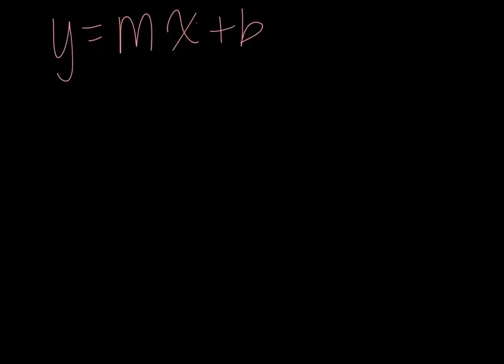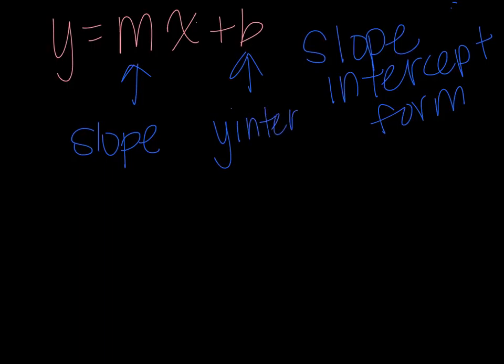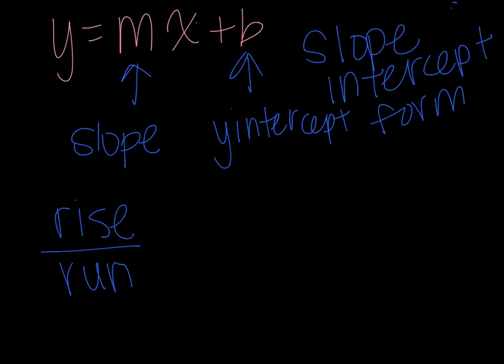Now we're going to practice graphing equations. This equation right here is called slope-intercept form. The m is your slope, and the b is your y-intercept. So the slope is your rise over run, and that's just how steep a line is. Your y-intercept is where a graph crosses the y-axis.